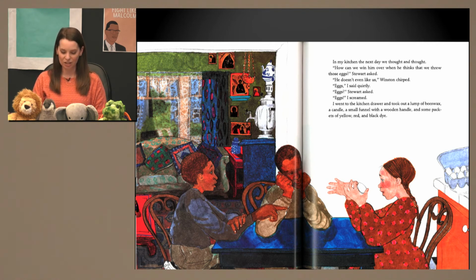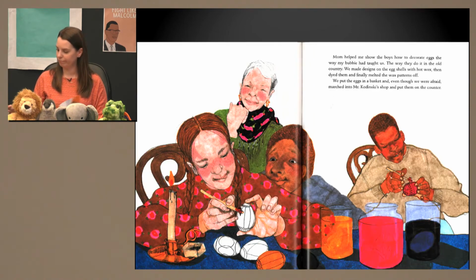I went to the kitchen drawer and took out a lump of beeswax, a candle, a small funnel with a wooden handle, and some packets of yellow, red, and black dye. My mom helped me show the boys how to decorate eggs the way my bubby had taught us, the way they do it in the old country. We made designs on the eggshells with hot wax, then dyed them, and finally melted the wax patterns off.